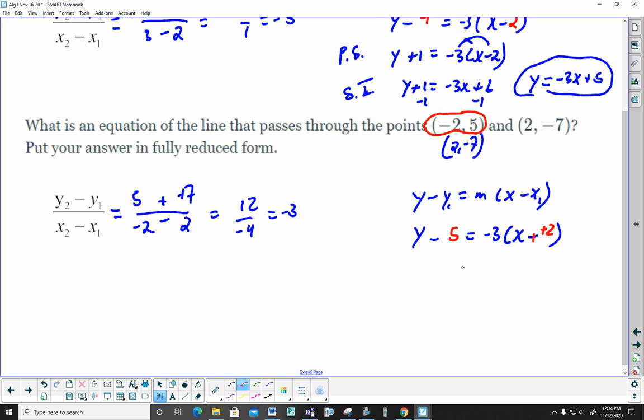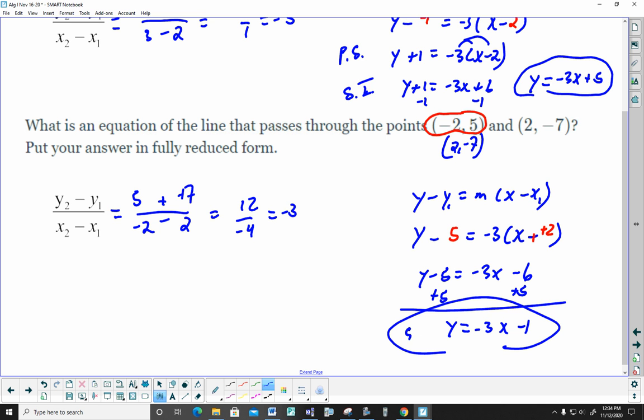That goes plus. So you get y minus 5 when you distribute that negative 3 in. So that would be minus 3x minus 6. Now add the 5 to both sides. And you get y is equal to negative 3x minus 1. And that's your final answer if they want slope-intercept form. Okay? If they don't say, like, write the equation of the line that passes through the points, it doesn't say what form, assume it's slope-intercept that they want.